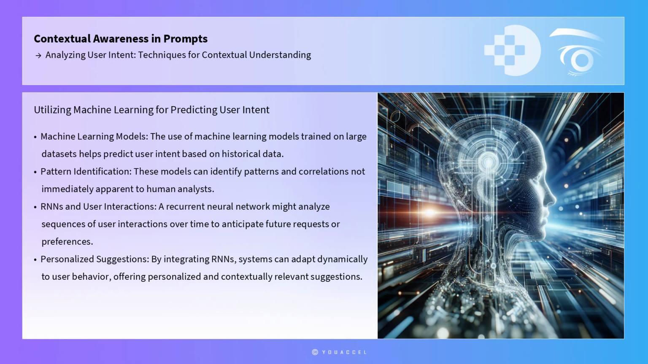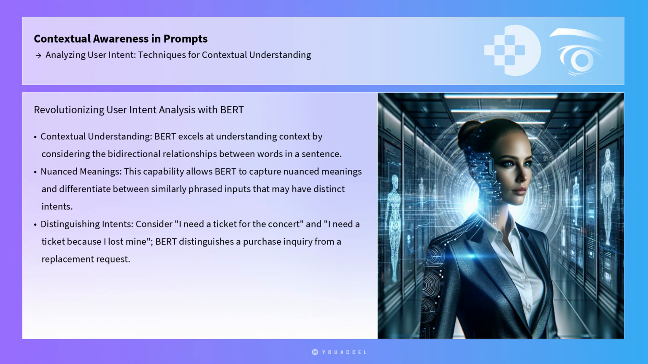By integrating RNNs into prompt engineering workflows, professionals can develop systems that adapt dynamically to user behavior, offering personalized and contextually relevant suggestions. The implementation of contextual understanding frameworks, such as BERT, has revolutionized the field of user intent analysis. BERT excels at understanding context by considering the bidirectional relationships between words in a sentence. This capability allows BERT to capture nuanced meanings and differentiate between similarly phrased inputs that may have distinct intents.